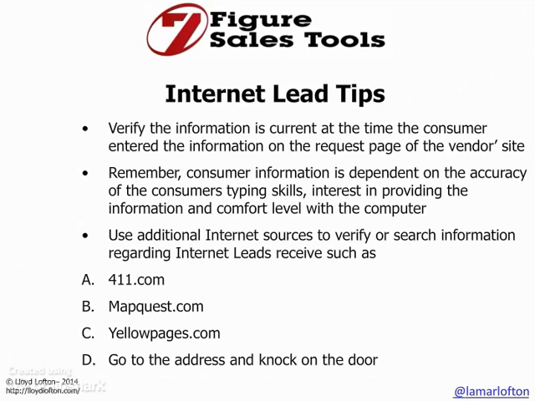You want to use additional internet sources to verify or search the information regarding internet leads. You can use 411.com, MapQuest.com, YellowPages.com. And what I tell a lot of agents is just go to the door and knock on the door. You've got the lead, print it off, go to the door and knock. You can copy the email address into Google, and a lot of times that'll give you the address and phone number. You can copy the phone number into Google, and that'll give you the person's name, or you can copy the name into Google, and that will give you their address.